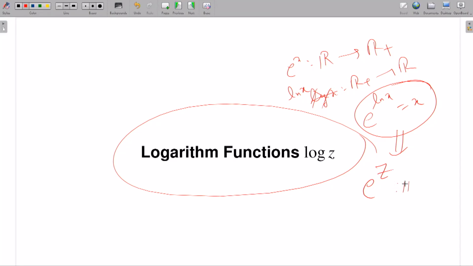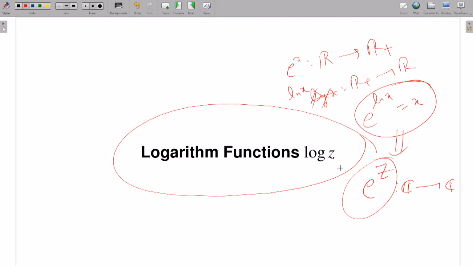It is a map from where to where? C to C, okay? But I cannot just directly say that this function has an inverse. To talk about the inverse, I need my function to be bijective. But we have already seen e to the power z is a periodic function, right? So therefore it is not a bijective function, it is not an injective function.